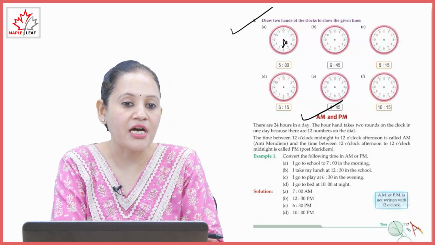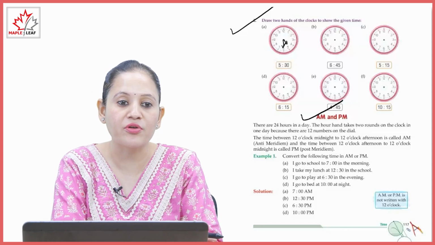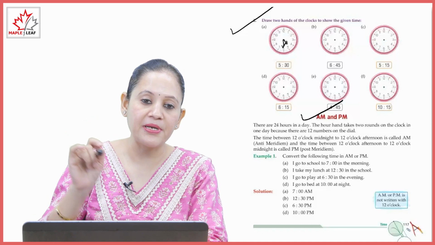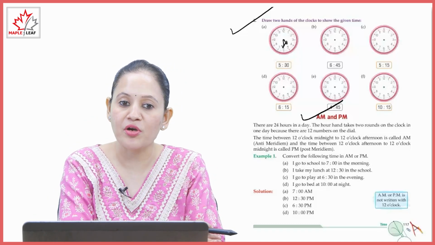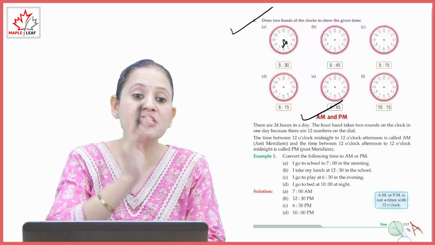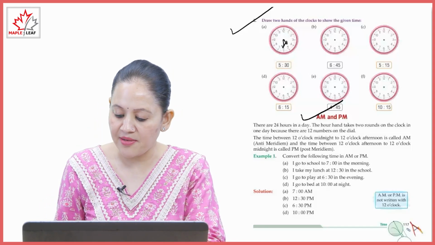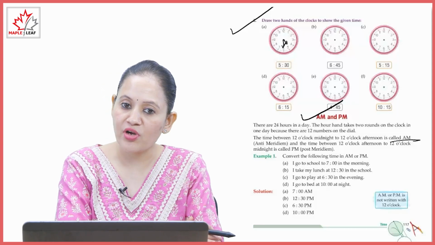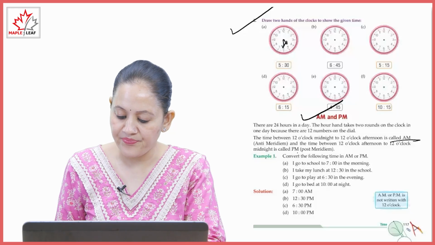Next is AM and PM. There are 24 hours in a day. Total 24 hours. The hour hand takes 2 rounds of the clock in one day because there are 12 numbers. So 2 complete rounds to complete the 24 hours. The time between 12 o'clock midnight to 12 o'clock afternoon we read in AM, that is anti meridian. And the time between 12 o'clock afternoon to 12 o'clock midnight, that is called PM, means post meridian.